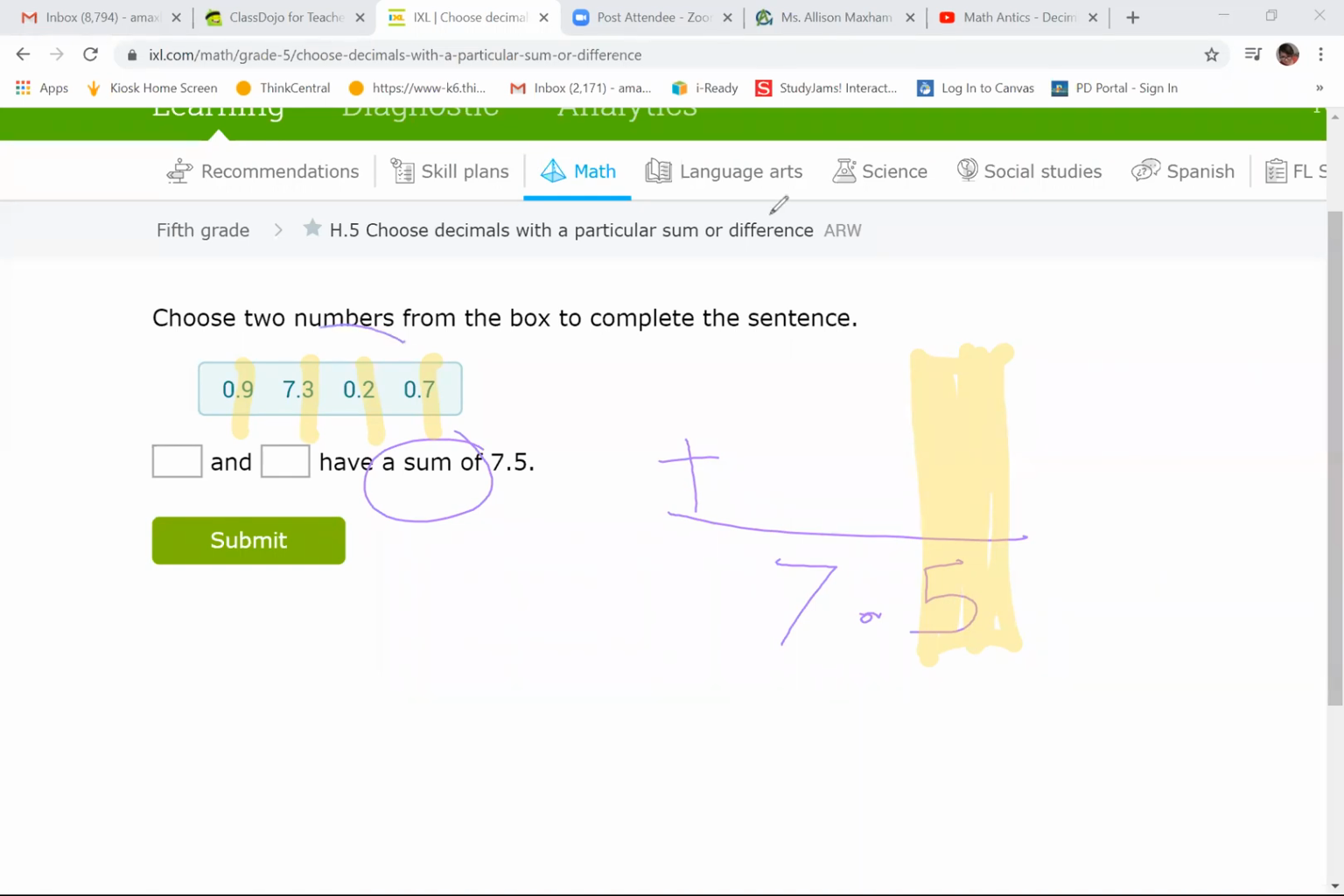Oh, it's these two, isn't it? 2 and 3 equal 5. So let's test that one out. 2 and 3. So we're going to check it out.